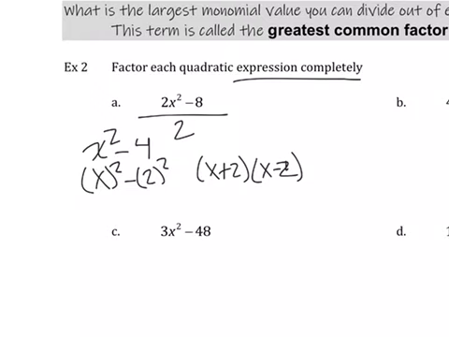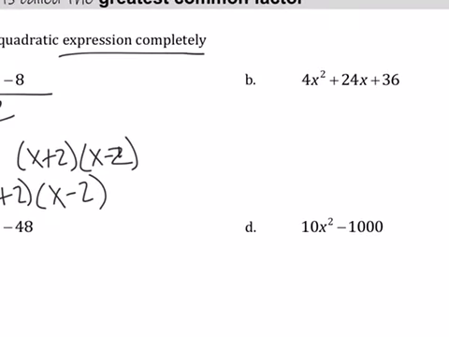But this is not going to be the final expression we write out. Remember, we took a 2 out of there. So to factor it completely, our final expression would be 2 times x plus 2 times x minus 2. Okay, let's move on to the next one.